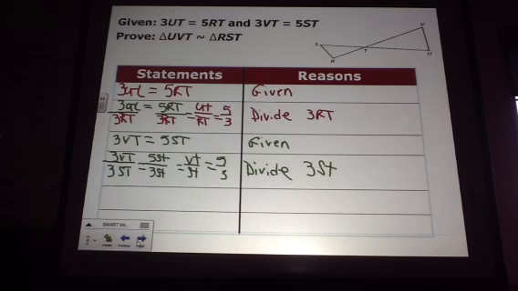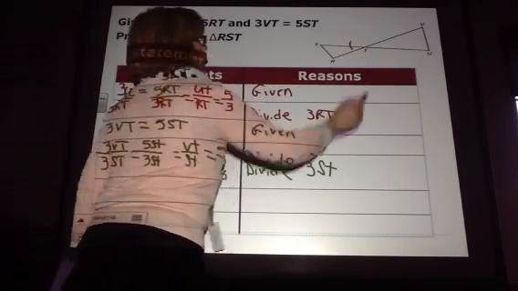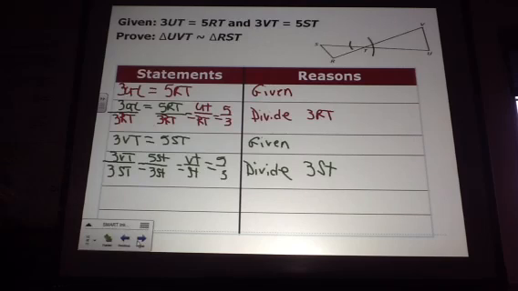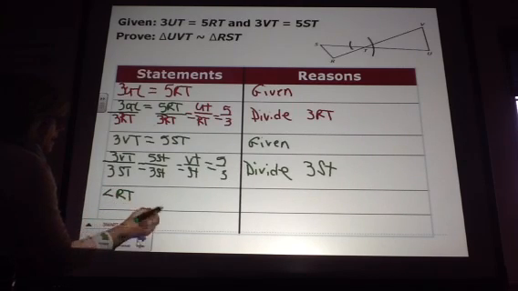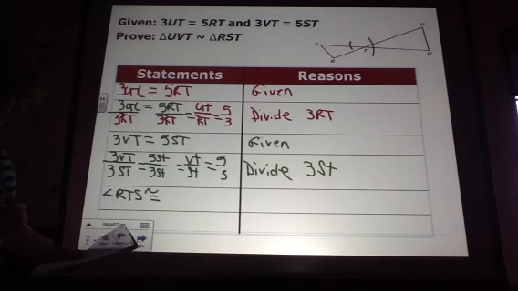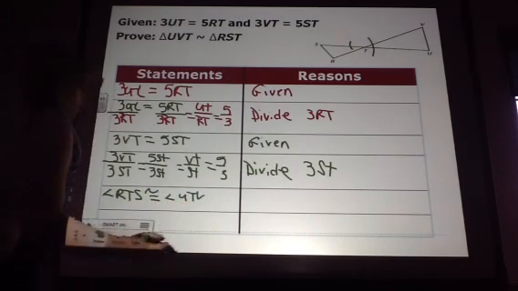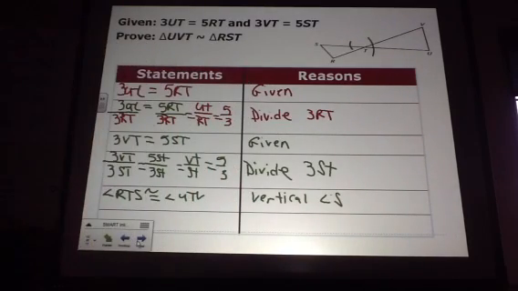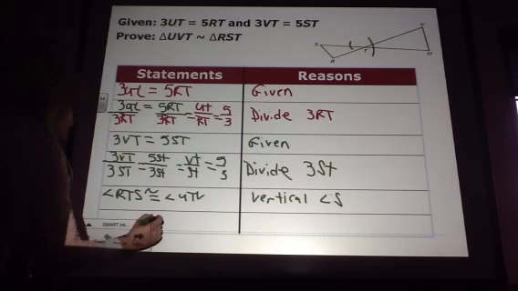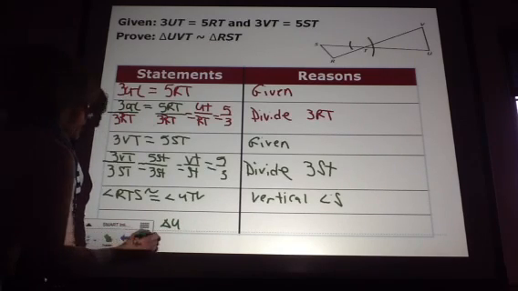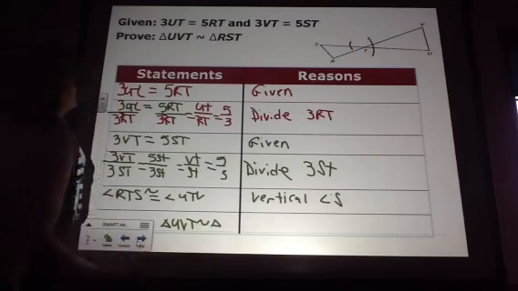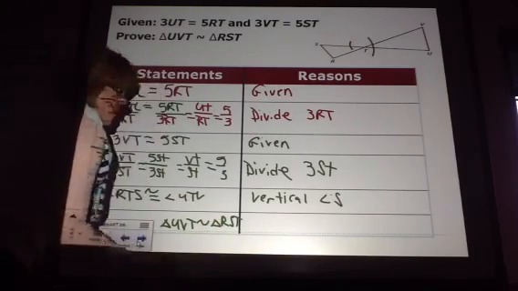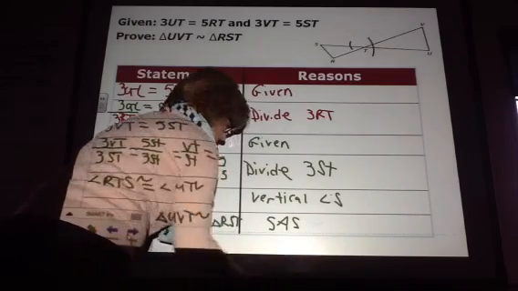So now I've got two sides. I don't have a third side. However, what do y'all know about these angles right here? Those are vertical angles. So we have angle RTS congruent to angle UTV. Vertical angles are congruent. And then your last statement is what you're proving. Triangle UVT is similar to triangle RST. And how do we know that? Side, angle, side, similarity.